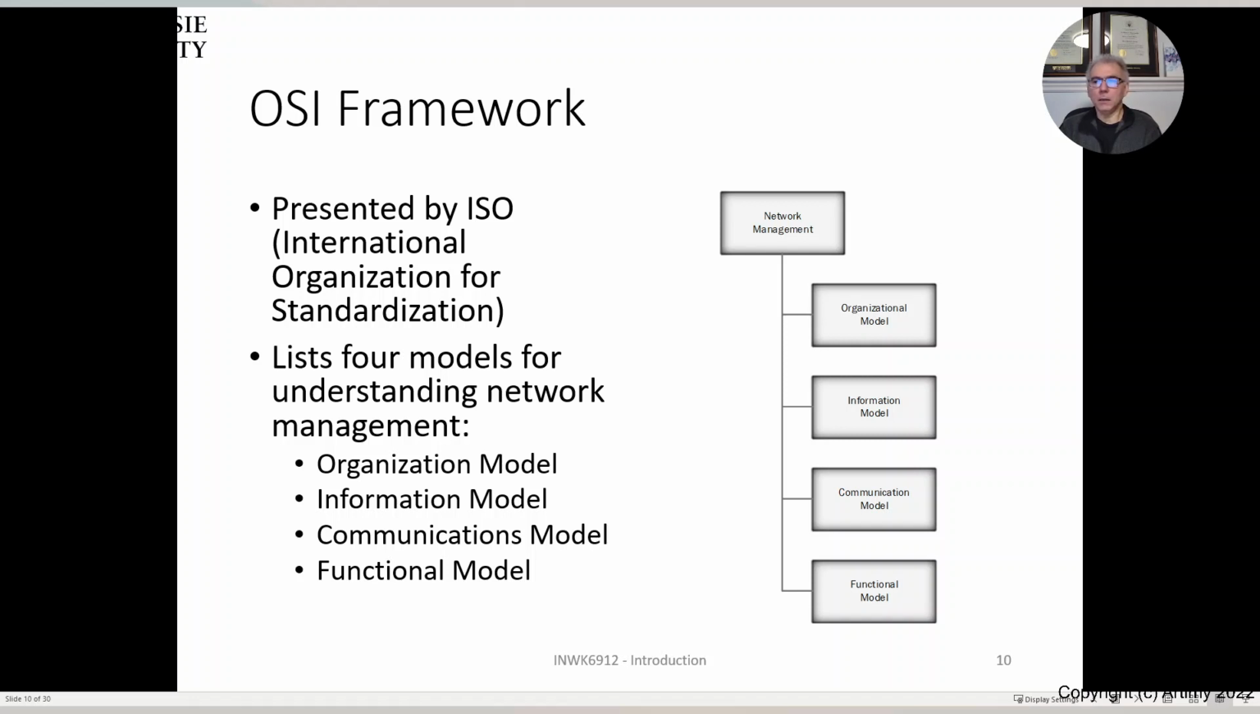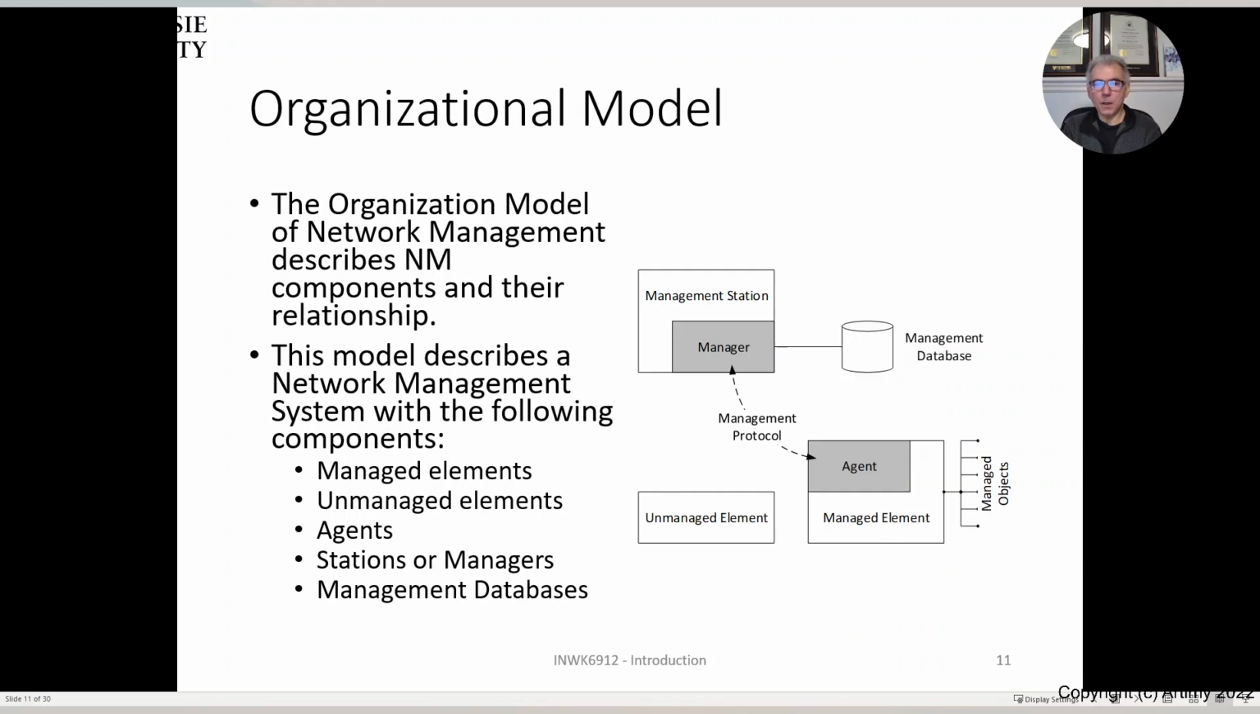It divides network management into four different models: the organizational model, the information model, the communication model, and the functional model. Right? And each one of them looks at network management from a different perspective. So the organizational model deals with the components. It tells you, if I want to manage something, I have to define what that thing is, right? So it defines the components that are part of the network management.